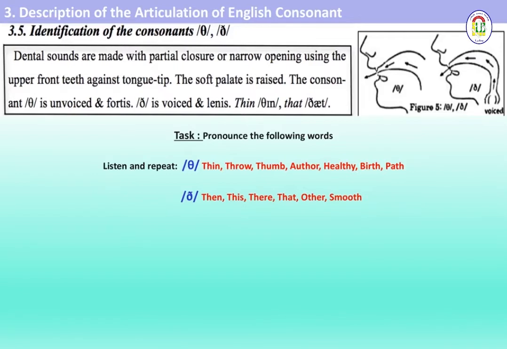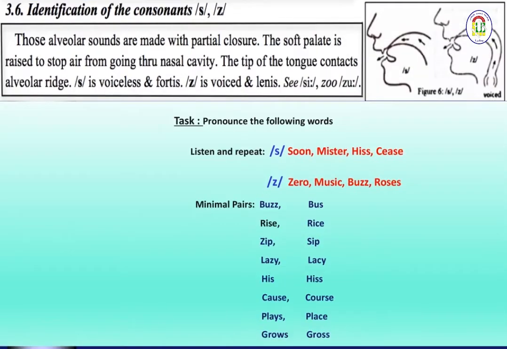Pronounce the following words. Listen and repeat. Th: thin, throw, thumb, author, healthy, birth, path. The: then, this, the, that, other, smooth, not smooth.